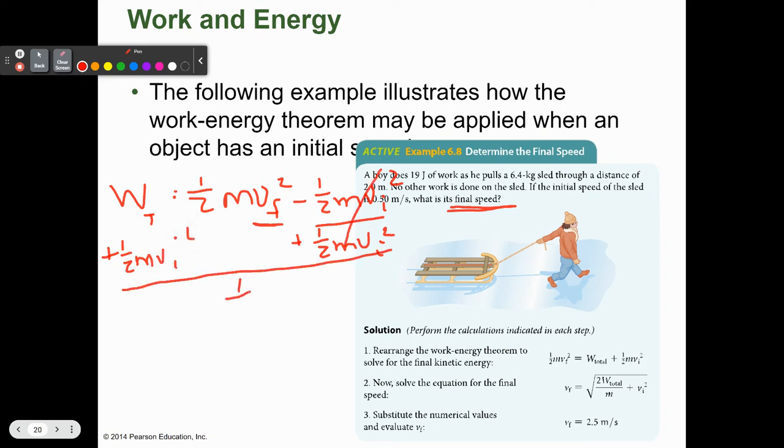Okay, so that's going to leave me with 1/2 m v final squared equals W plus 1/2 m v initial squared. And then now I have this part that I need to get rid of, the 1/2 m. Since they're multiplied, the way I'm going to get rid of that is I'm going to divide by 1/2 m.